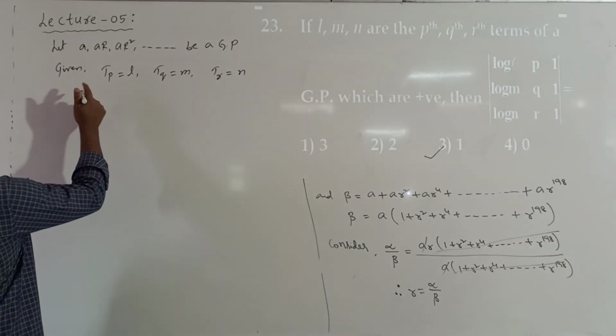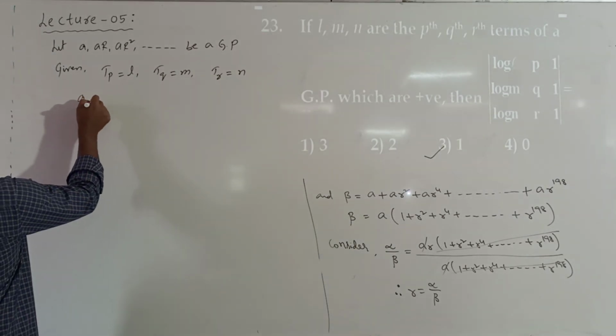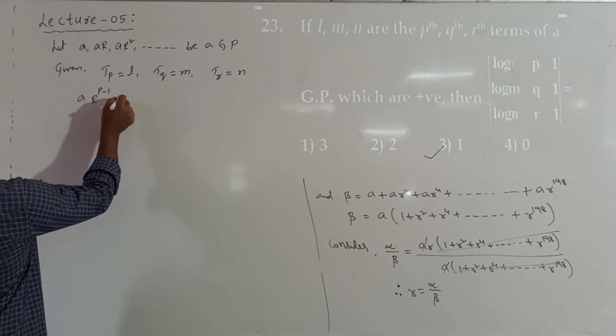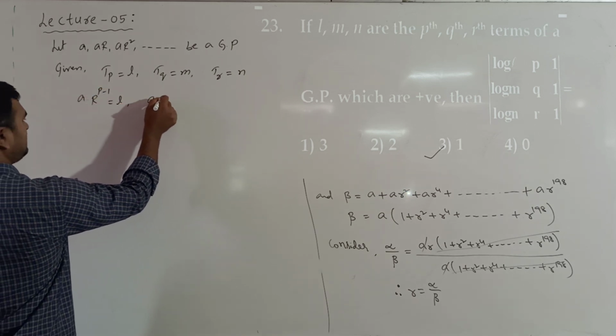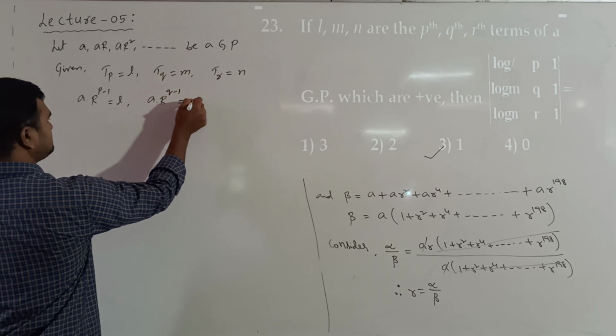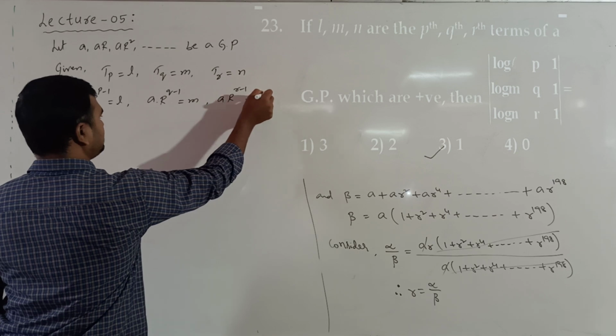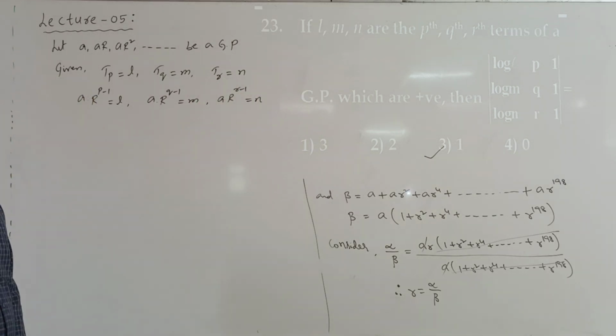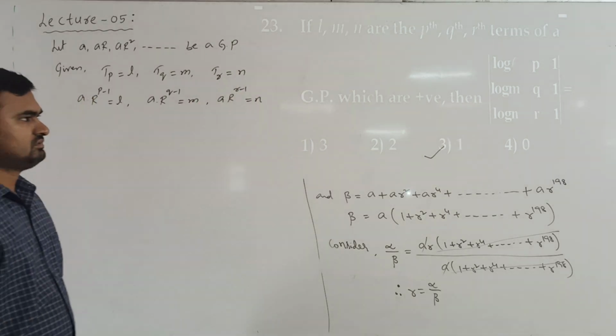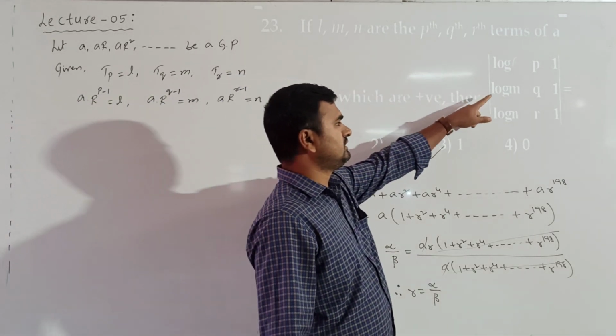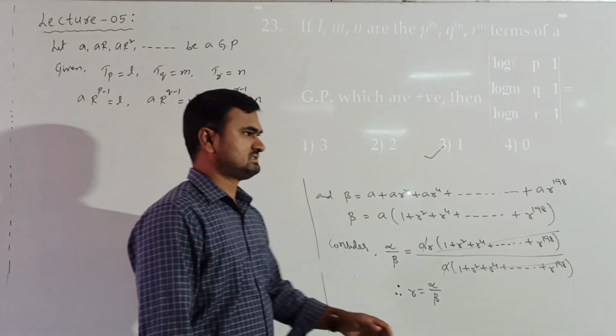Now what is the TP formula? It is A into R power P minus 1 is L, A into R power Q minus 1 is M, and A into R power R minus 1 is N. Now we need a determinant value where we have log L, log M and log N values.